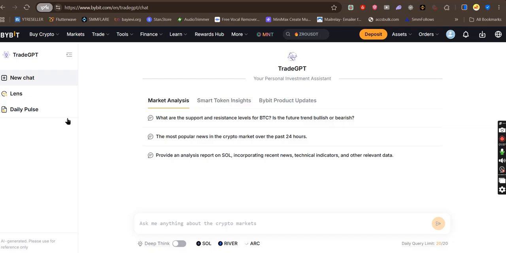So let's talk about the features of the TradeGPT. We can see the page here. It has the new chart, the lens, the daily pulse. We will check all of them out. Some of the examples here are question prompts that have been placed there. We have: what are the support and resistance levels of BTC? Is the future trend bullish or bearish? So you can ask TradeGPT that question and it will give you that information, if that is what's important to you.